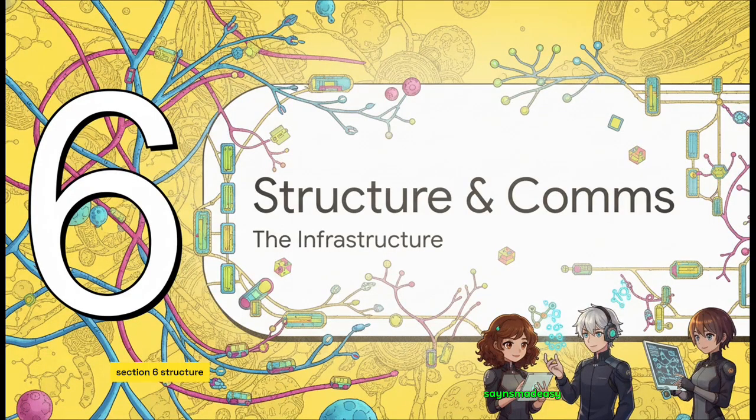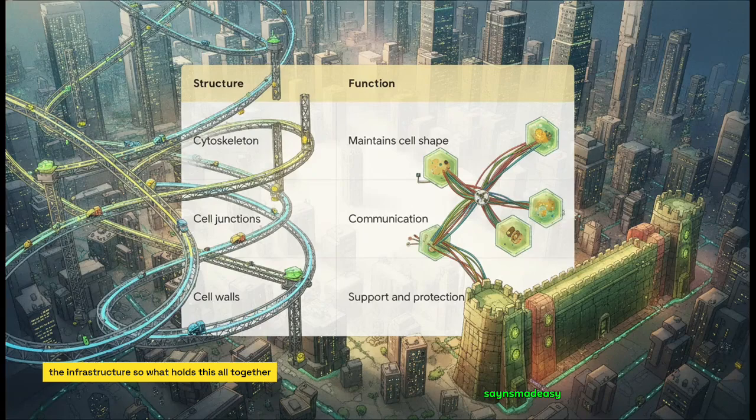Section 6, Structure, Movement, and Communication, the Infrastructure. So, what holds this all together? The cytoskeleton provides a network of protein fibers, specifically microfilaments and microtubules, for structural support and movement. It acts very much like the roads and steel beams of our microscopic city. Then, cell junctions step in as the communication wires and physical bonds between neighboring cells, ensuring they can work together as a tissue. And, like we mentioned, in plants, cell walls provide that rigid extra layer of support and protection.